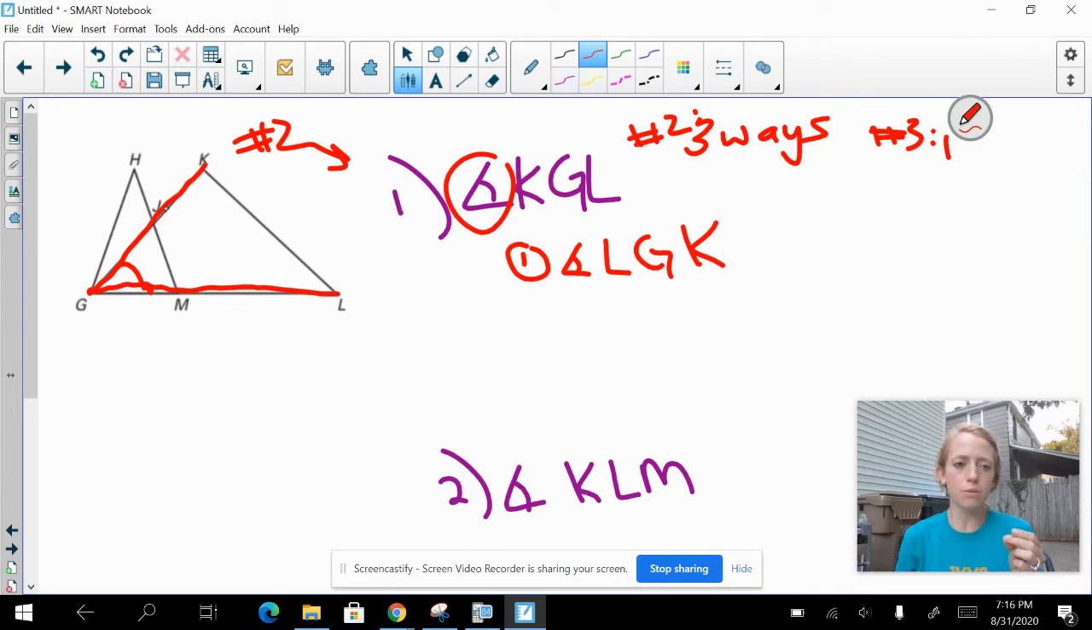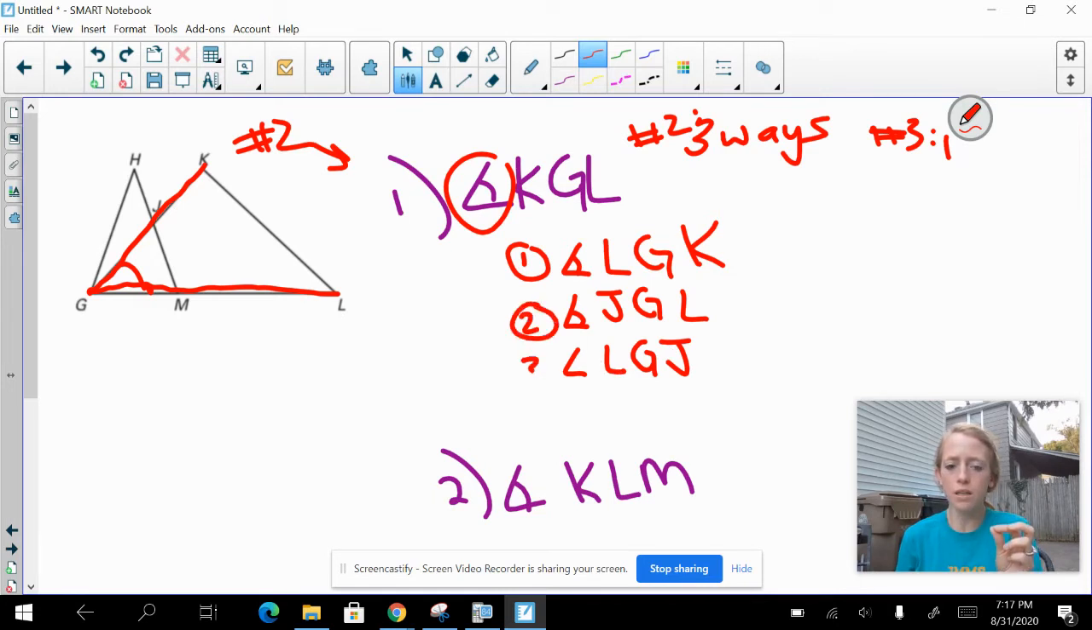Well, what if we did, J is part of this ray, so we could use point J and L instead of K. So let's do angle JGL. So J, G, and L, using those 3 combinations of points. That's still talking about the same angle. And then now we can write it in reverse. So angle LGJ. So that's 2 and 3.